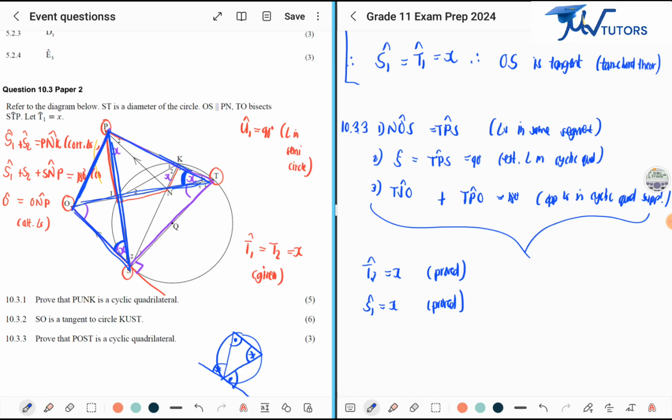Okay, so because T2 is equal to S1, which is equal to X, we can say that POST is a cyclic quad. Okay, and why is that? That is because we have, okay, normally you'd say the chord subtends the same angles, and then you write the angles in the same segment, but now we're doing it the other way around. So basically it is the converse of angles in the same segment.